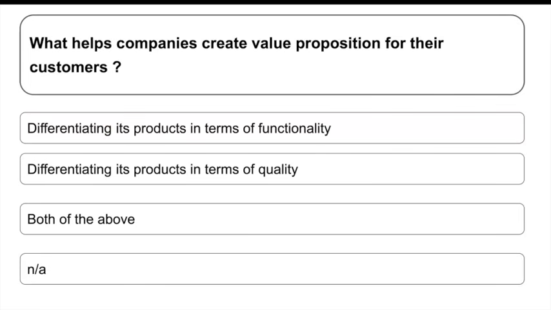Going to the next question, what helps companies create value proposition for their customers? So it's asking a very simple question. How is a value proposition created by a company for its customers? Options are A. Differentiating its product in terms of functionality, B. Differentiating its product in terms of quality, C. Both of the above.